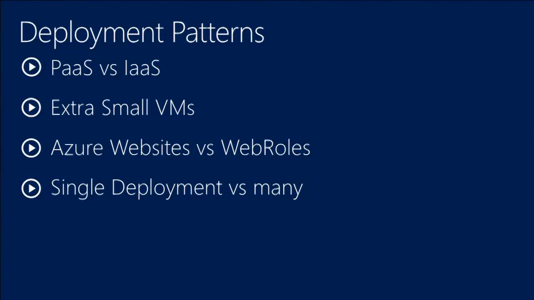So again, PaaS versus IaaS, we lean towards PaaS. Web roles versus websites, we're going to go web roles. Single versus multi-deployments, there's something you should think about at least. And then finally, extra small VMs. If you're not using them, anywhere you see a small VM, take a look at it again closely and see if you can get an extra small working there. You get a lot more bang for your buck. Throw up multiple instances, right?